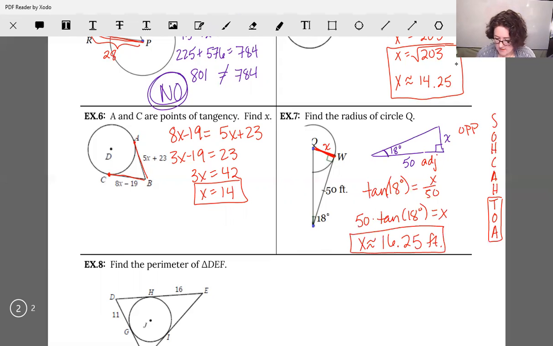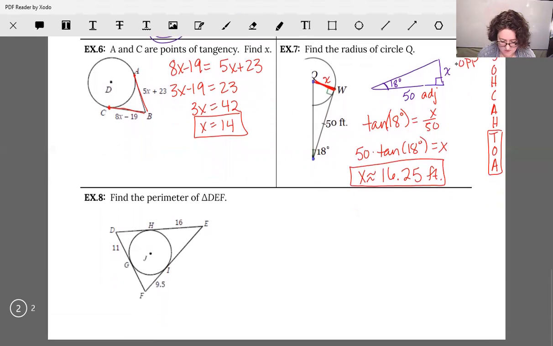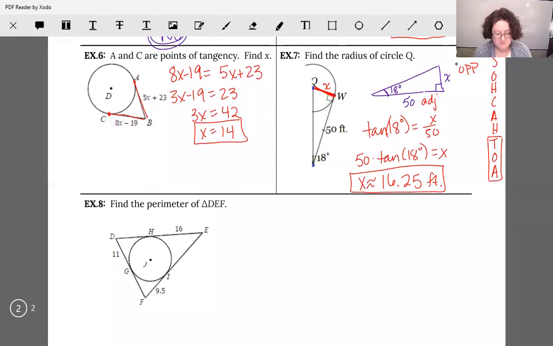All righty, last example, I believe. Yep. So example 8, find the perimeter of triangle DEF. So we have two properties that we could use. Either tangents make right angles with the radius, or they're congruent if drawn out to the same point. Now I don't have any radius drawn on here, so I think I'm going to have to use that second rule that all of my lengths on the outside are equal.